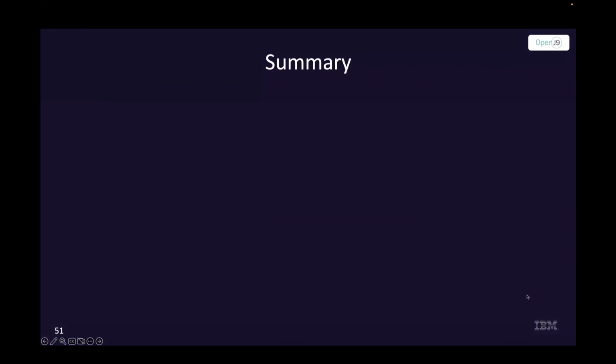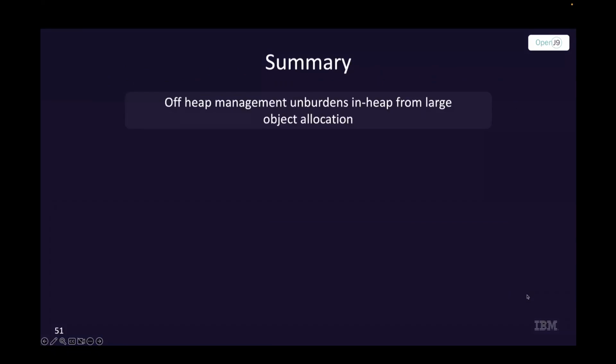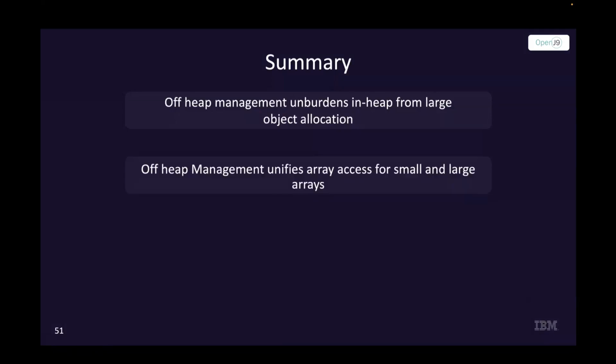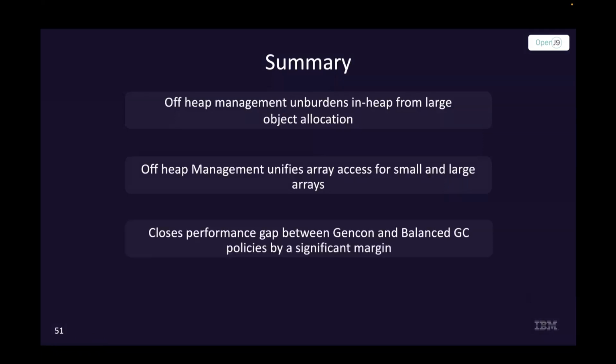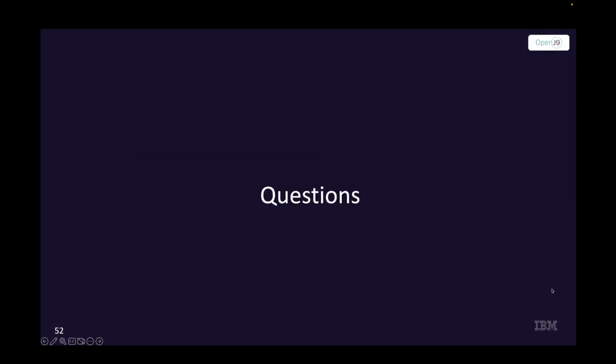So to summarize, offheap management unburdens the heap from large object allocations. Offheap management allows us to unify array access for small and large arrays. It also allows us to close the performance gap between GenCon and balanced GC policies by a significant margin. And thank you, folks, for listening. Do you guys have any questions?